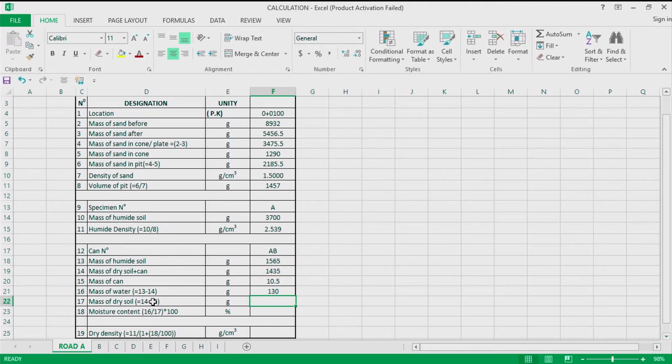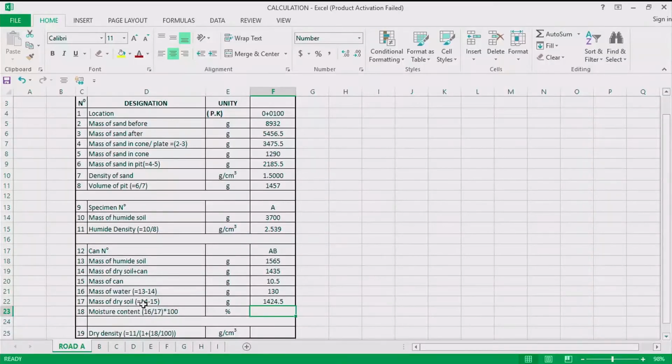Then mass of dry soil, that means 14 minus 15. That means mass of dry soil with can minus mass of can. Then the moisture content equal to number 16 divided by number 17 times 100. Number 16 is mass of water divided by mass of dry soil times 100.